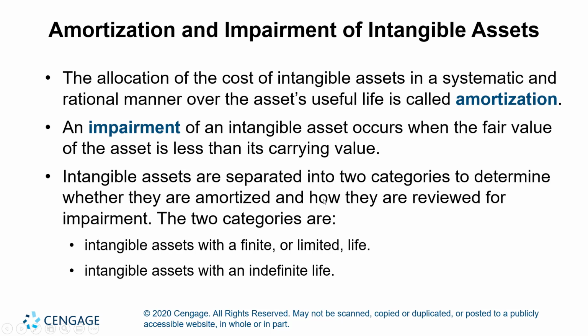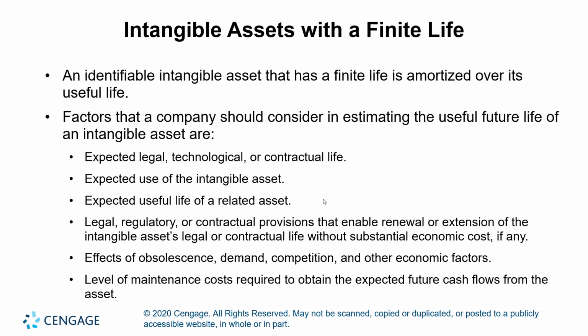The allocation of the cost of an intangible in a systematic and rational manner over the asset's useful life is called amortization. An impairment of an intangible asset occurs when the fair value of the asset is less than its carrying value. Intangible assets are separated into two categories: intangible assets with a finite or limited life, or intangibles with an indefinite life. An identifiable intangible asset with a finite life is amortized over its useful life.